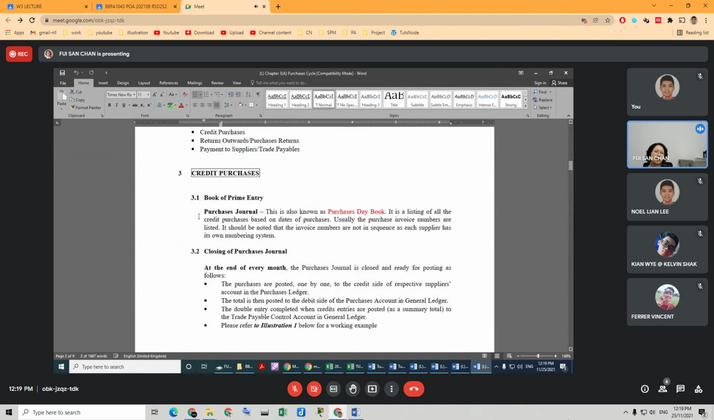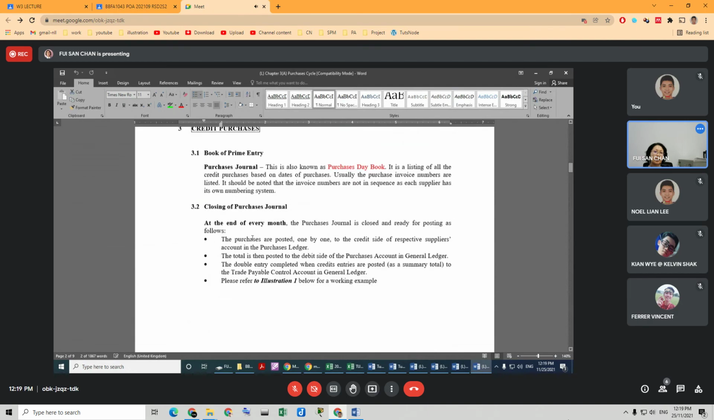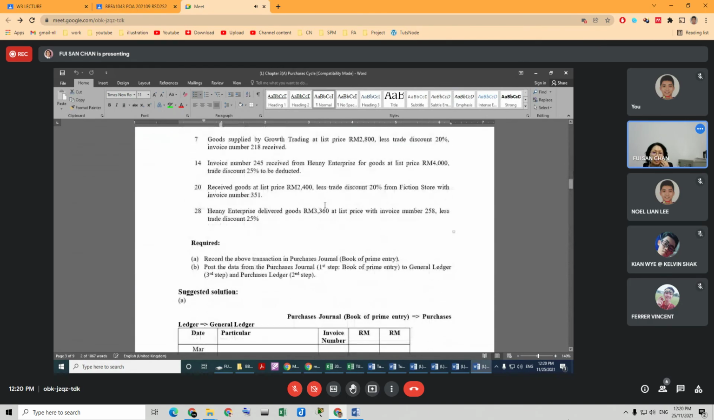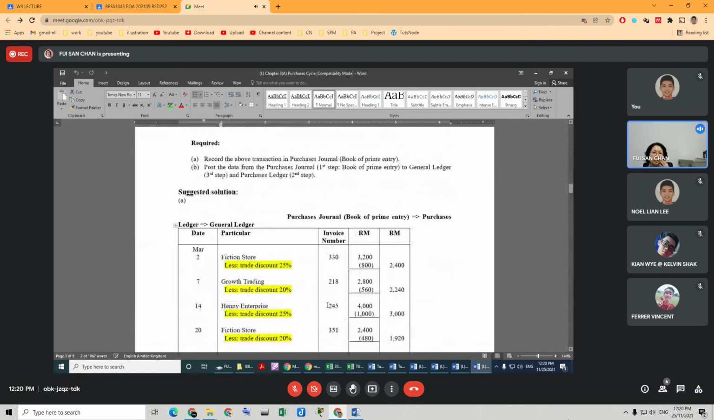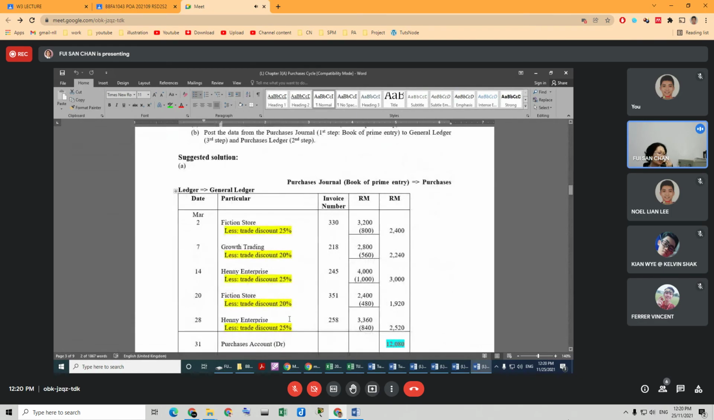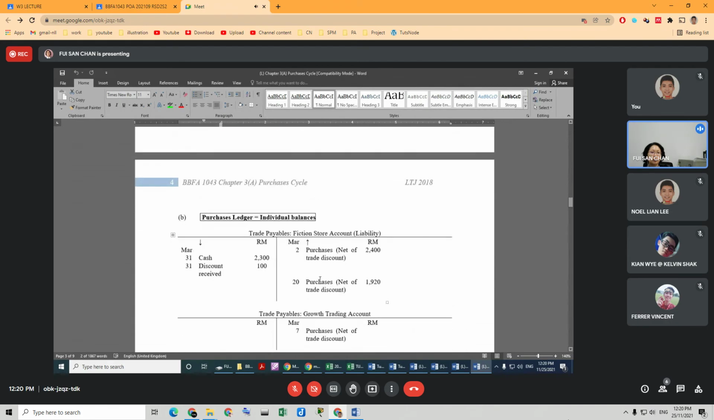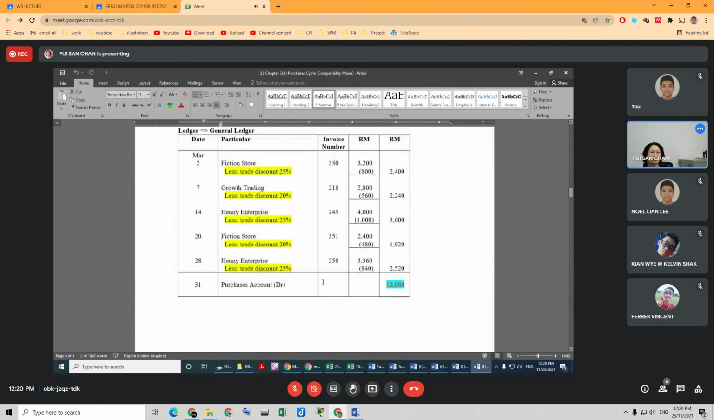For credit purchases, your book of prime entry is the purchases journal. Again, there is an illustration, so make sure you go and study it. All the answers are here, and this becomes your format. You see all the discounts. When you return goods, please make sure you deduct the discount too.